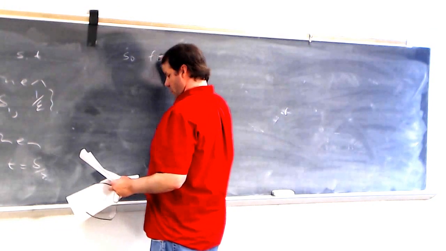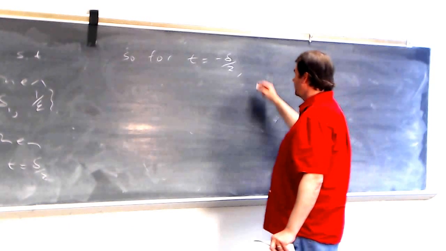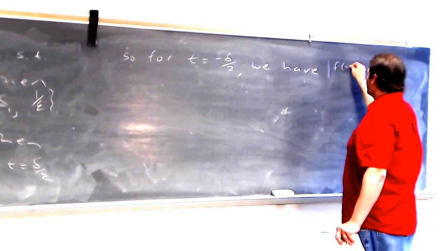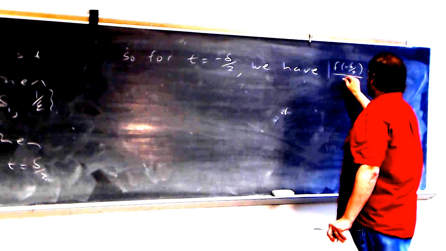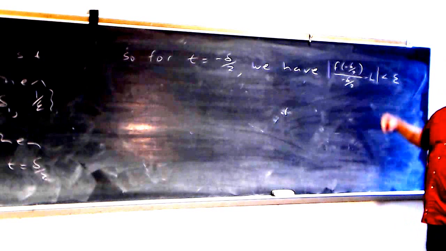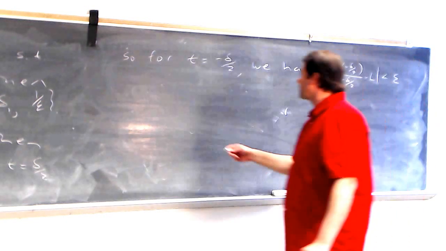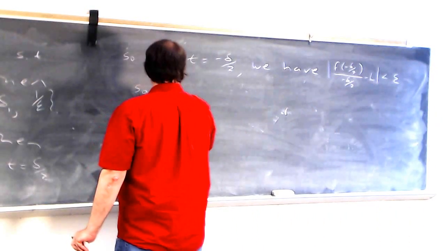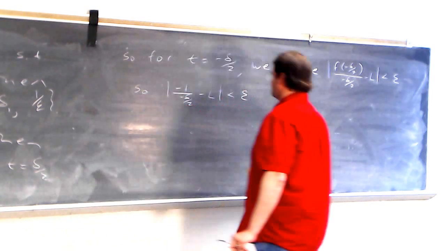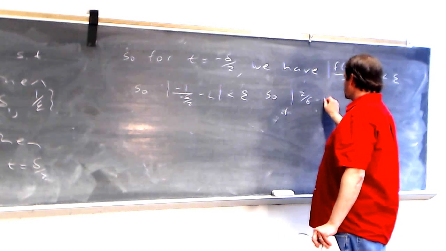So, for t equal to minus delta over 2, what do we have? We have the absolute value of f of minus delta over 2, all over minus delta over 2, minus L, will be less than epsilon. Now, delta is a positive number, so minus delta over 2 is a negative number. And f of negative numbers, I believe, was minus 1. So what we have is the absolute value of minus 1 over minus delta over 2, minus L, will be less than epsilon. So that says the absolute value of 2 over delta minus L will be less than epsilon.